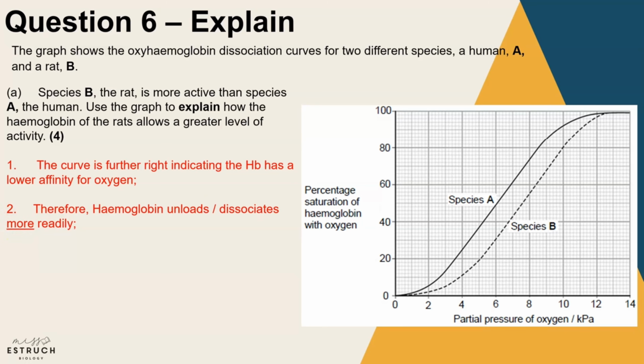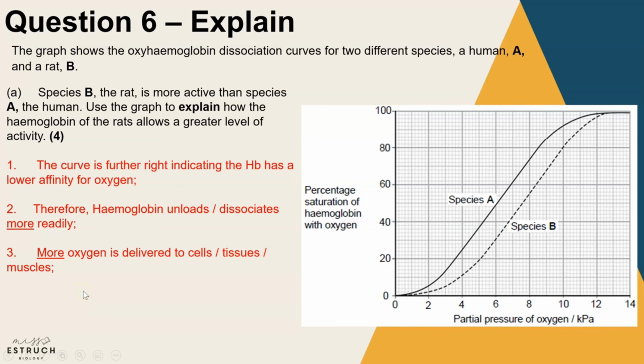Now, the underline here on "more" means you would have had to have said that to get the mark. The reason being is species A is also unloading oxygen because it's only 50% saturated, so it has unloaded half the oxygen from the hemoglobin. However, the difference is species B is unloading it more because it is less saturated.